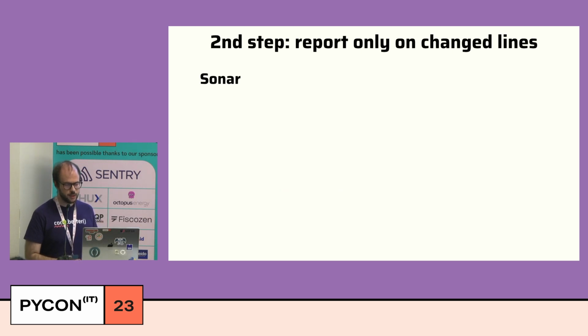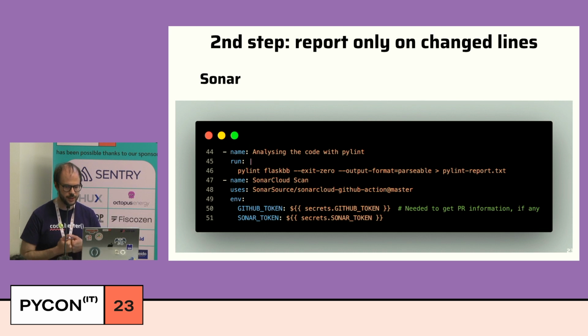As an alternative, I would also like to suggest Sonar. Sonar is the company I work for, and at Sonar we actually put clean as you code in our products. Really, it's a core feature of our product. In this case, again, Sonar has its own GitHub action that can be used. So we would have to produce a report for Pylint, and we're going to put everything in this pylint-report.txt.